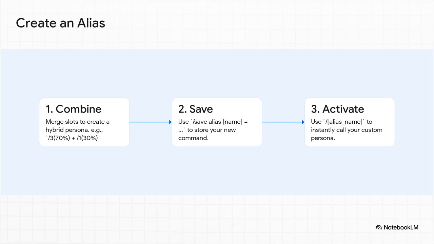And what's even better, you don't have to recreate that unique mix every single time. You can save it by creating your own personal command, which is called an alias. You just combine your slots, use the /save alias command to name it, say, CyberNoir, and from then on, you can activate that exact 70-30 blend instantly, anytime you want.